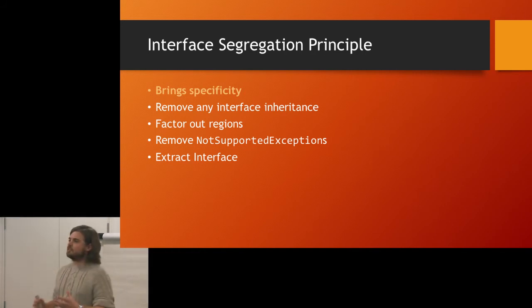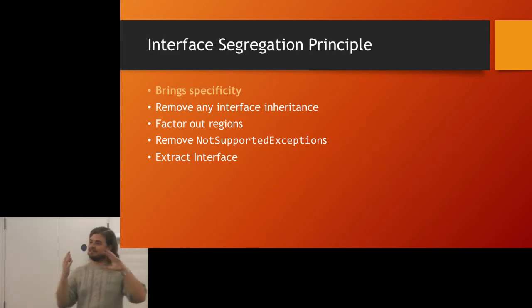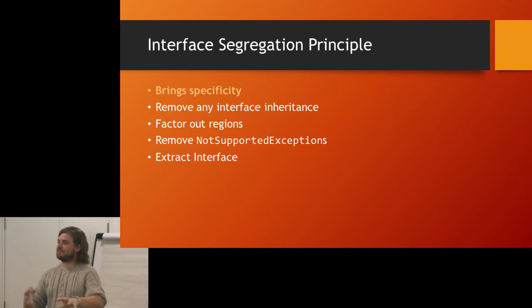This brings specificity to our code bases. It allows us to say this bit of code acts in this way and this bit of code acts in this way, and I'm only going to treat it in this way and interact with it through that interface. So there are a few things that you can do to refactor towards this. You can remove any interface inheritance that you have already in the code base using similar techniques to the Liskov substitution principle refactorings. You can factor out regions from both your classes and your interfaces.